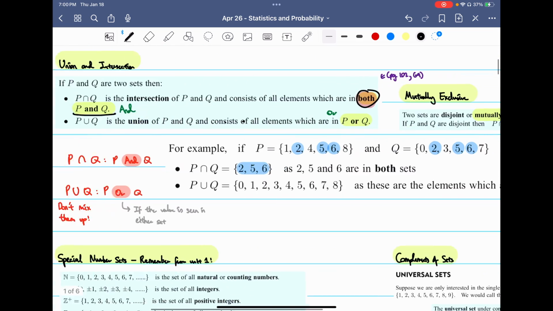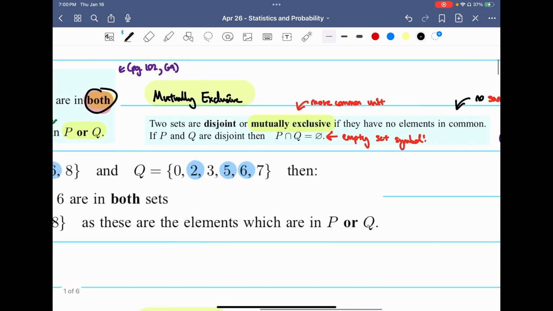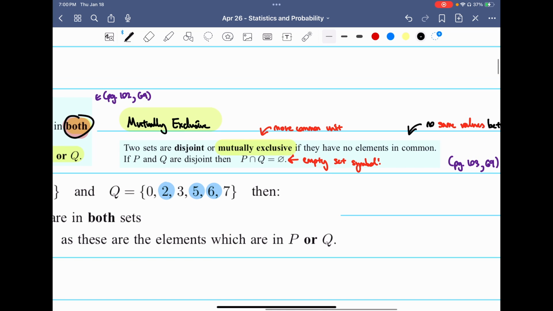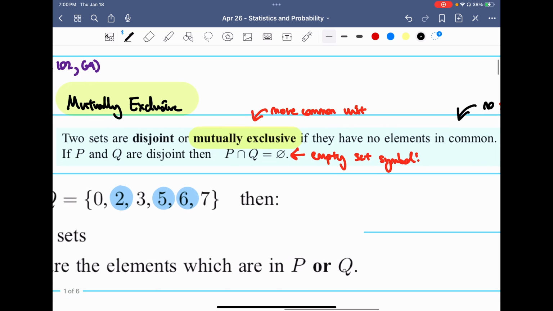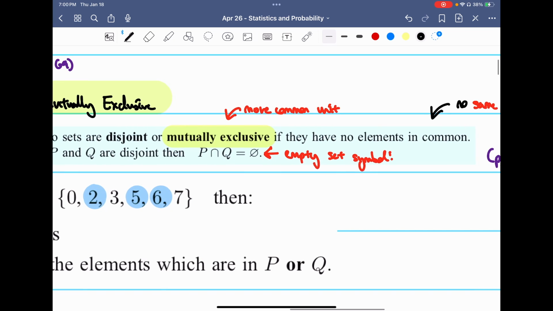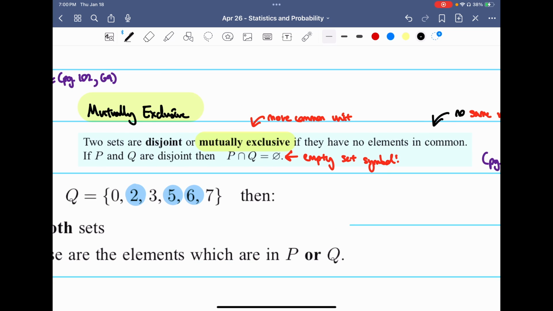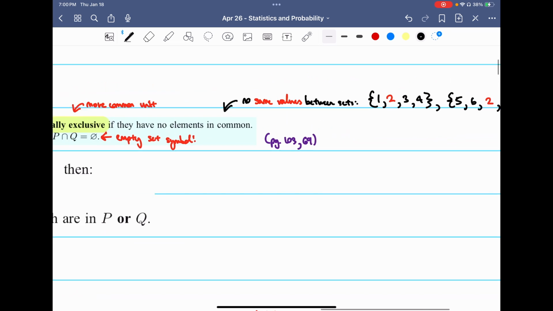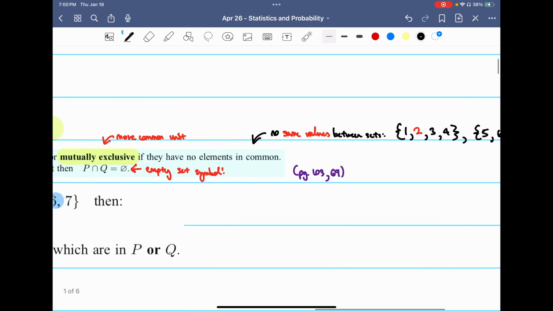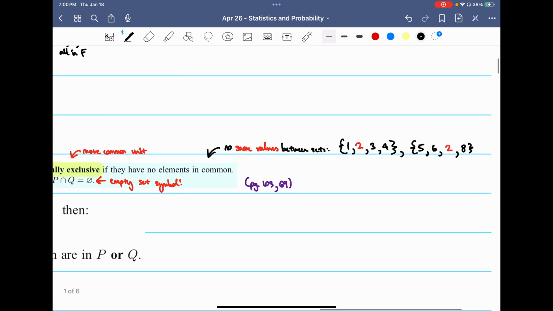Before we move on to the example, I'll first tell you what mutually exclusive means. Sometimes the questions are going to tell you that P and Q are mutually exclusive, or that sets F and C from the previous question are mutually exclusive. What mutually exclusive means is that the two sets are disjoint if they have no elements in common. So for instance, reading the red notes here.